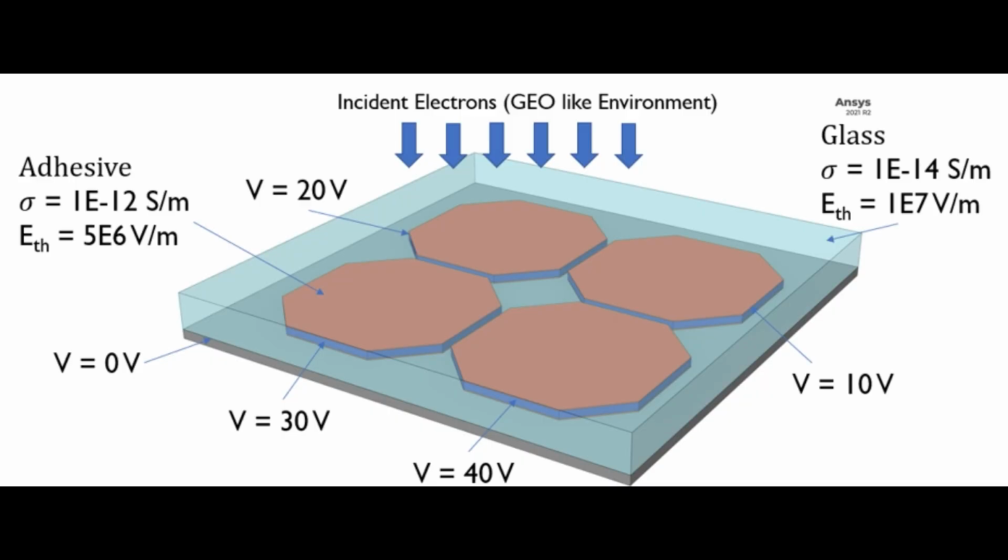And so this is an example here in our case study of a dielectric solar cell coupon with 4 cells, each with a bias voltage of about 10 volt difference between each cell, and they're embedded in a glass dielectric protection layer. The electrons are going to penetrate inside the glass and deposit charge inside the system. And if that charge becomes too much, the fields inside the glass are going to be very high and could exceed the dielectric strength of the glass.